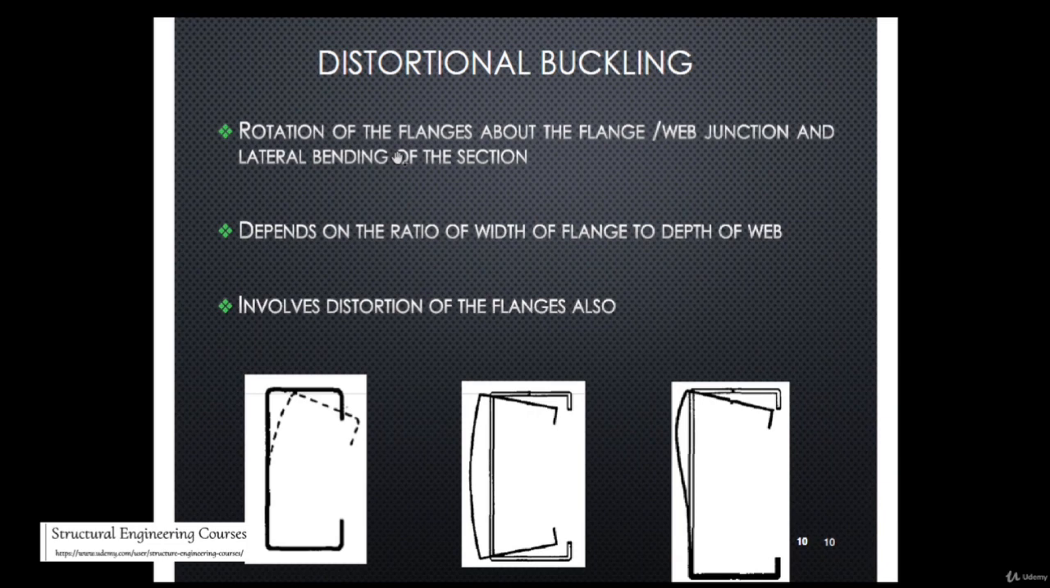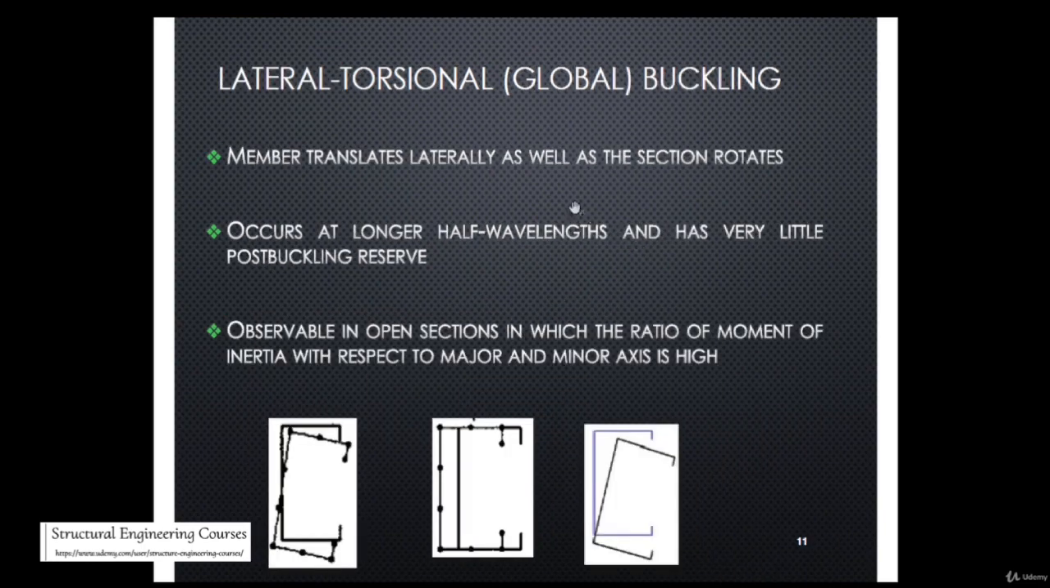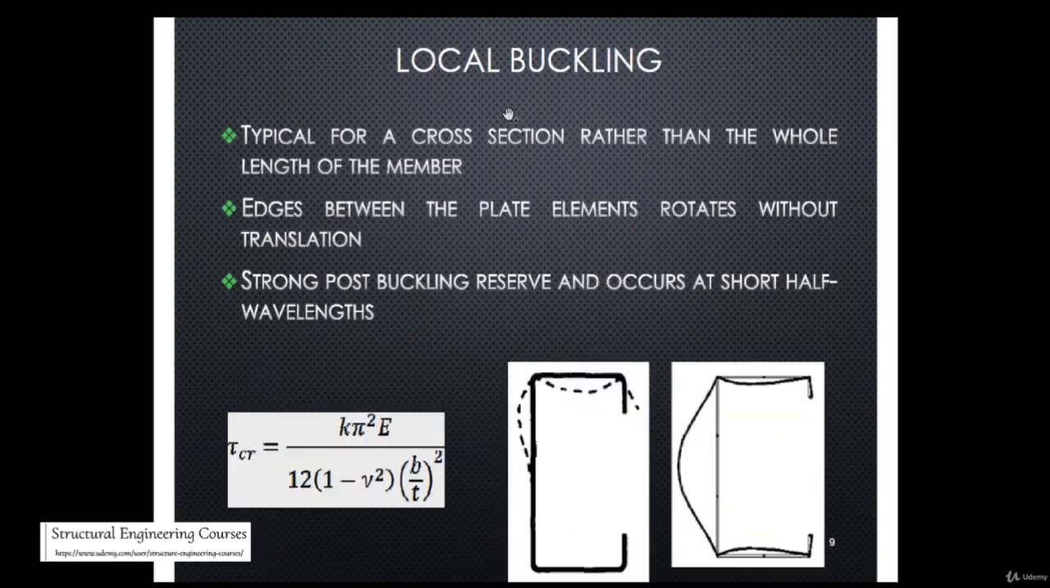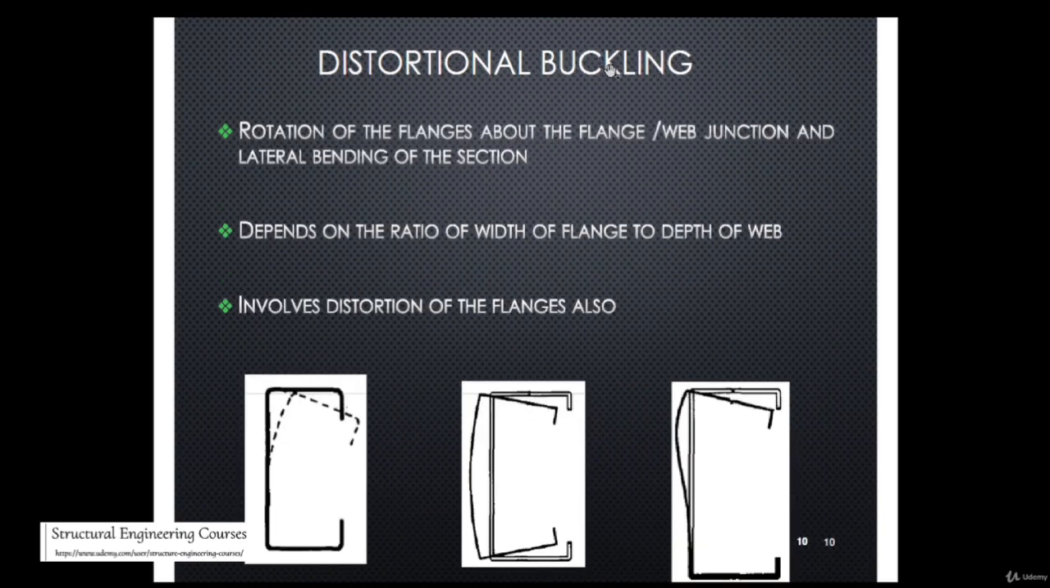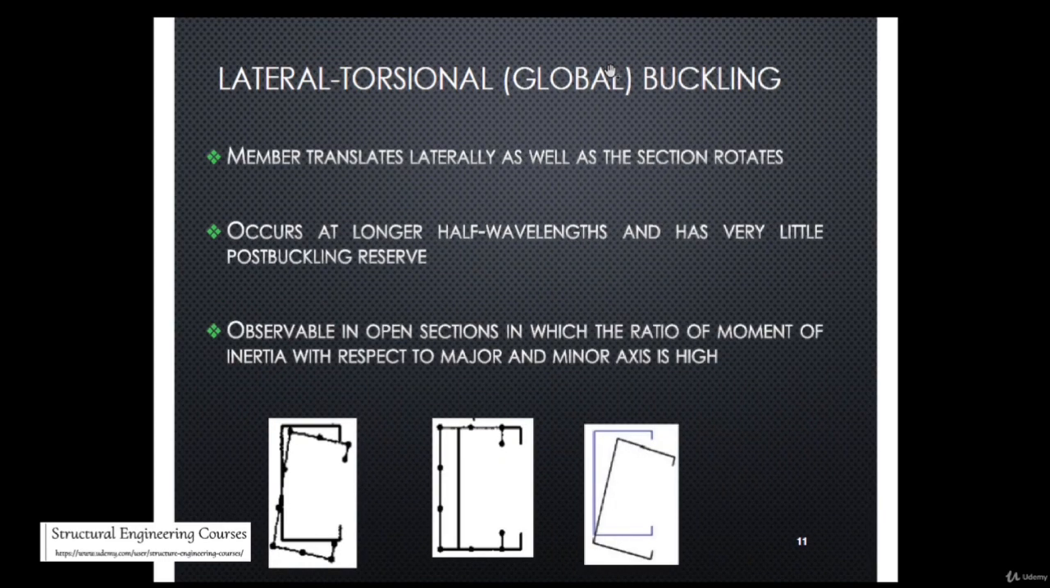And distortional buckling is the rotation of the flanges about the flange-web junction and lateral bending of the section. Here you can see that the flange just rotates about this particular point, and here also this is another example, and here this is also another example. It depends upon the ratio of the width of flange to depth of web. And then lateral-torsional buckling. So this is basically the local buckling. The second effect is the distortional buckling. The third effect is basically the summation of this and this. So this is called lateral torsional buckling.